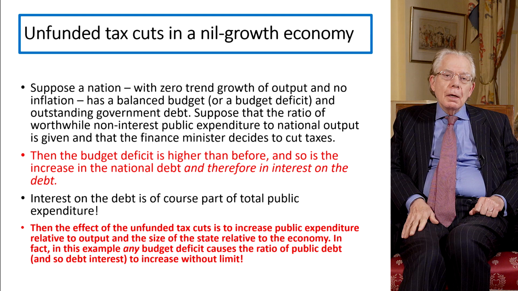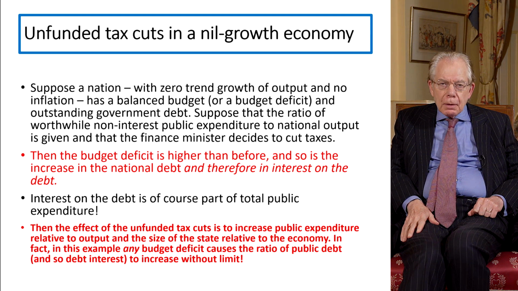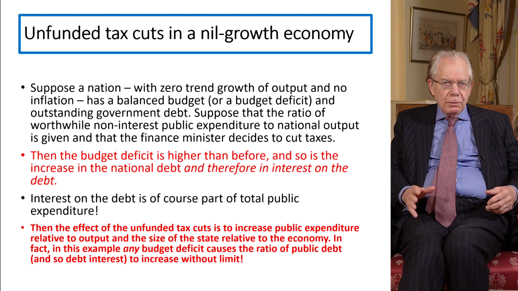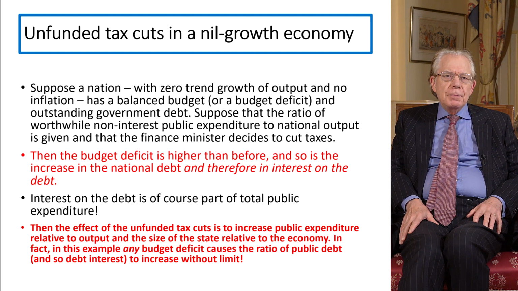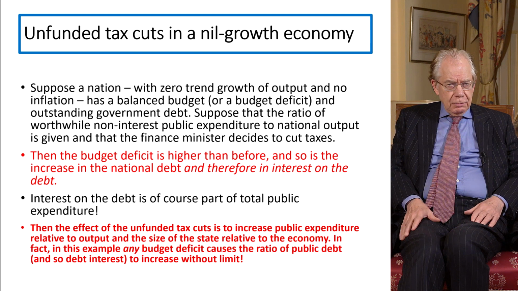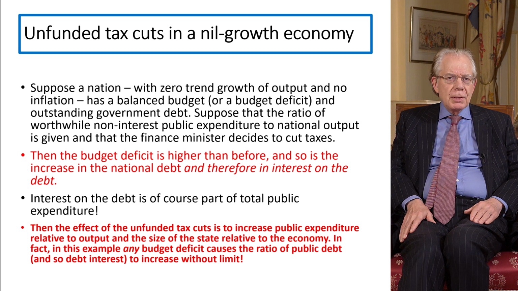Let's now try and think about this subject more in the abstract. I will come back to reality and politics and what's been going on in recent weeks towards the end of the video, but I want just now to make some key points about where we're going. Just think about a nation that's got maybe a little bit of debt, it's got no inflation, and it's got public spending. And let's suppose that there's no trend growth of output at all. Let's start, for example, with a balanced budget or a small budget deficit.